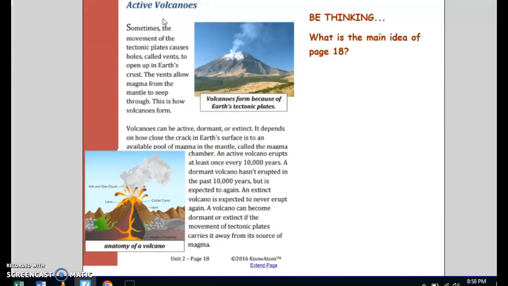Wow, yikes. A dormant volcano hasn't erupted in the past 10,000 years, but is expected to again. Because remember we talked about that word dormant? It just means it's sleeping. An extinct volcano is expected to never erupt again. A volcano can become dormant or extinct if the movement of tectonic plates carries it away from its source of magma. So interesting. I'm not sure this was all about active volcanoes, right? What do you think?